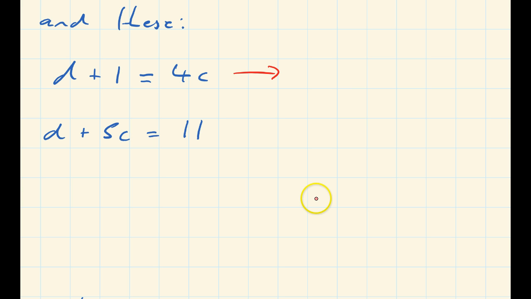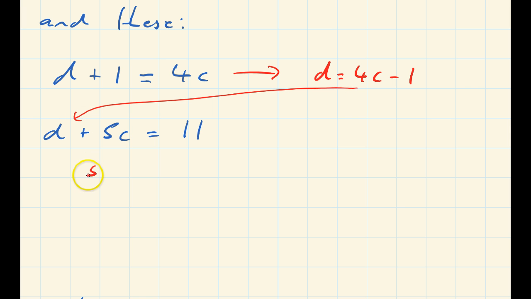So that would come across here, take away 1 from both sides, and we'll say that D equals 4C minus 1. That's the key thing, because then, instead of writing D here, I could write 4C minus 1. So technically I'm going to substitute D equals 4C minus 1 into what I call equation 2.